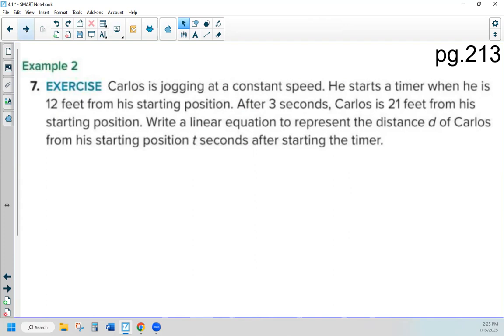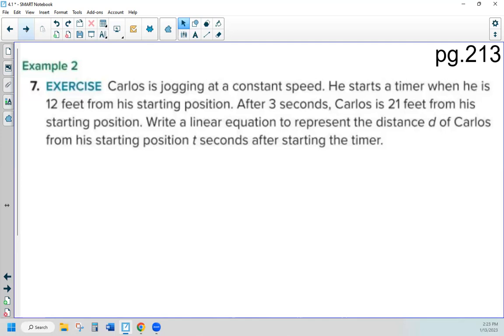Carlos is jogging at a constant speed. All right, constant speed, meaning he does not slow down. He does not speed up. So it's the same exact speed. So he starts a timer when he is 12 feet from his starting position. After 3 seconds, Carlos is 21 feet from his starting position. Write a linear equation to represent the distance, which is in letter D, of Carlos from his starting position, T seconds after starting the timer.